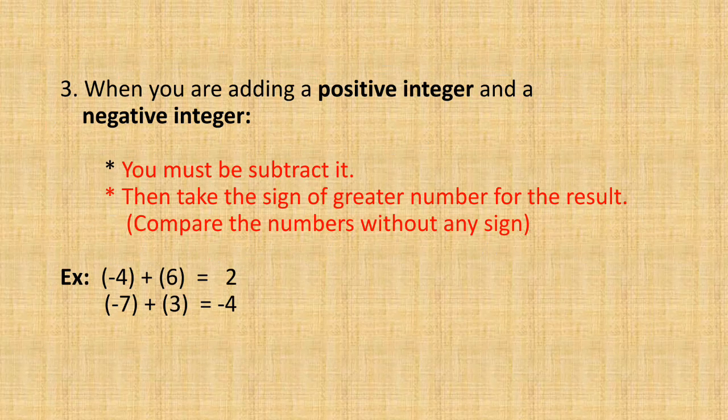7 is the highest number. So, taking the sign of 7, that is minus. 7 minus 3, you are getting 4.